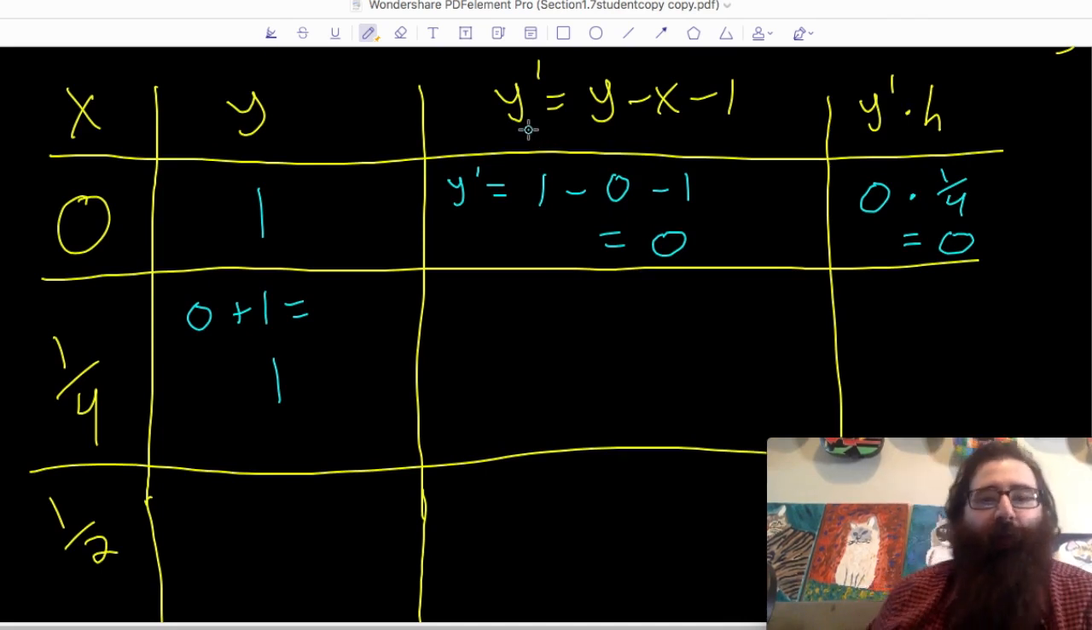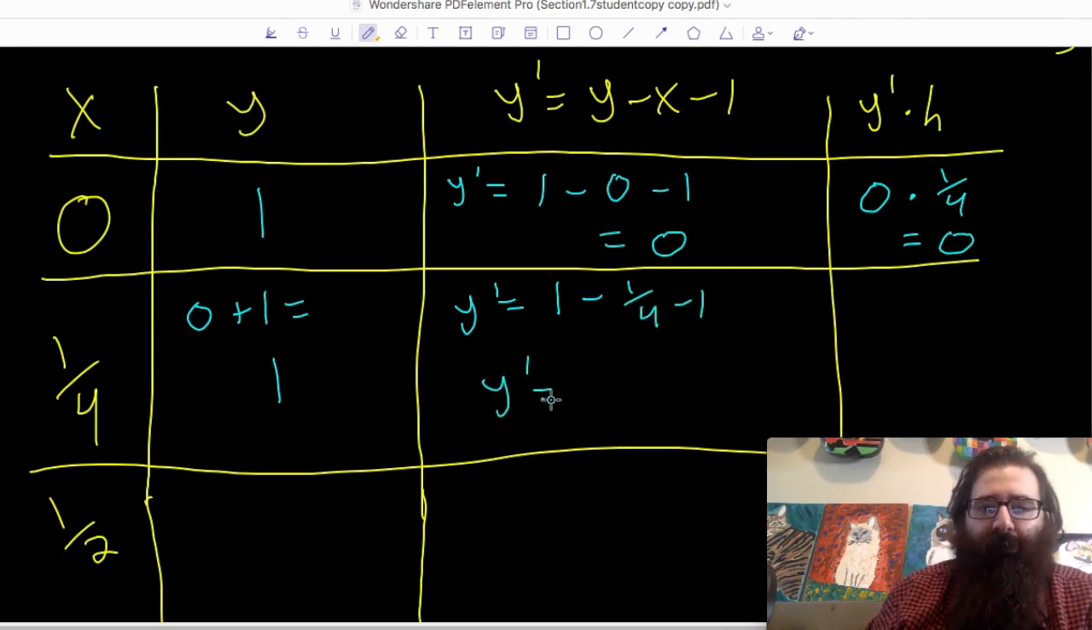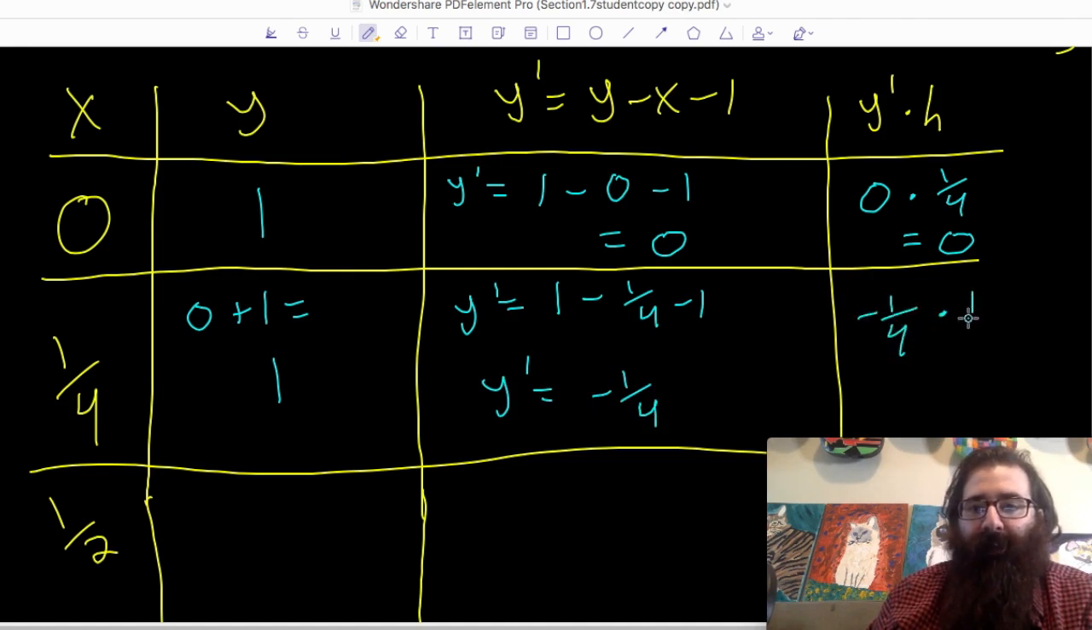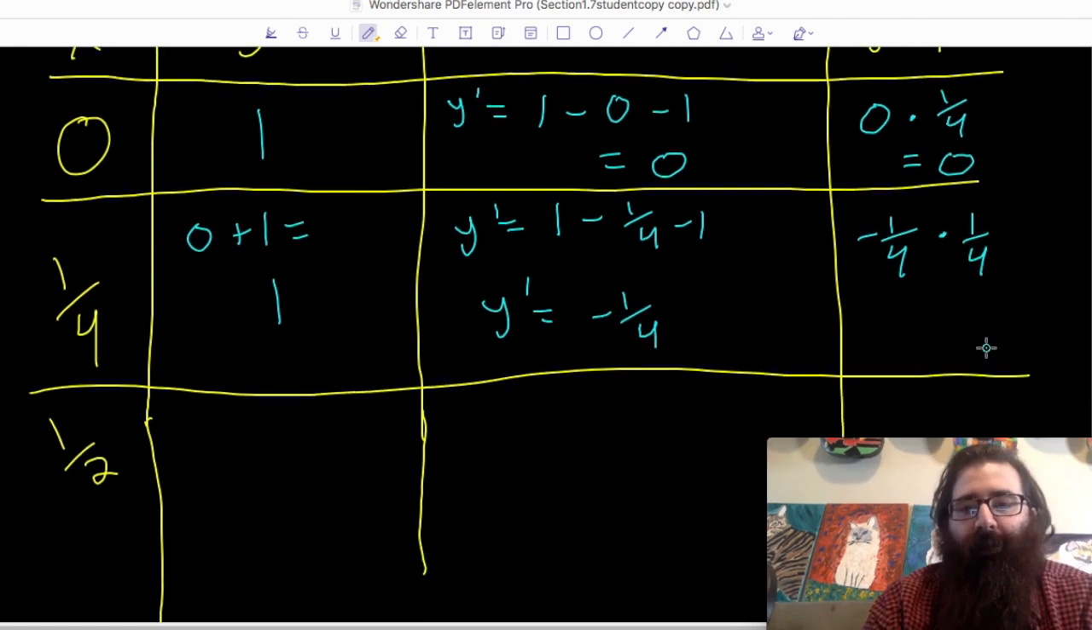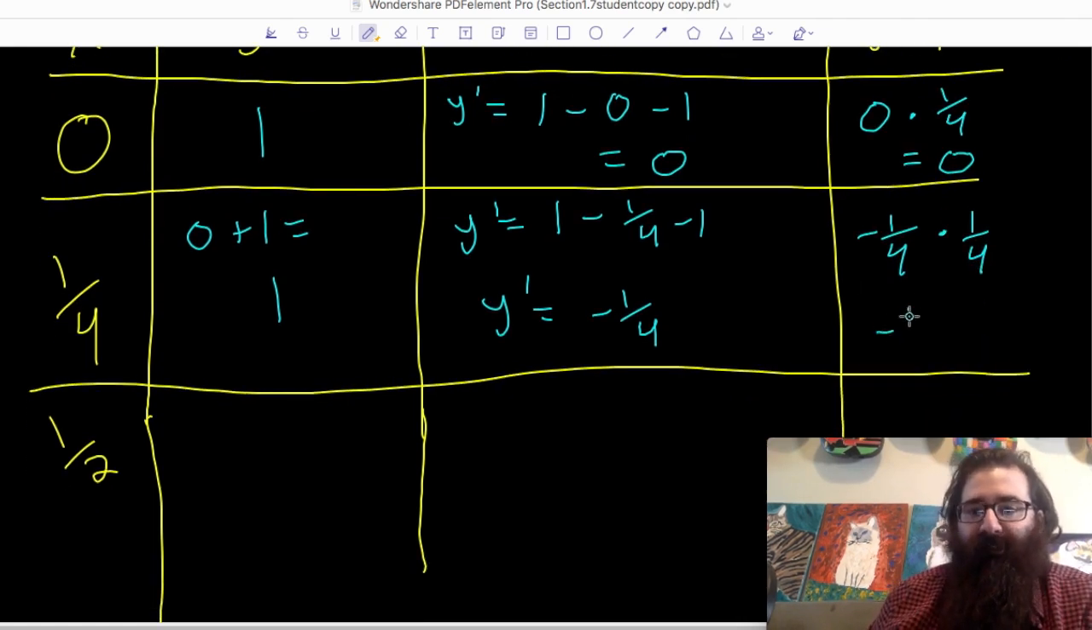Let's plug into y prime now. Here we're going to use 1 for y. So we're looking into this row that we're working in. That's 1 minus x, which is 1/4 currently, so 1/4 for x, and then minus 1. Here 1 minus 1 cancels, so I'm just left with negative 1/4 for y prime. I can bring it into this next cell, negative 1/4, and multiply it by h, which is 1/4. This gives me negative 1/16.